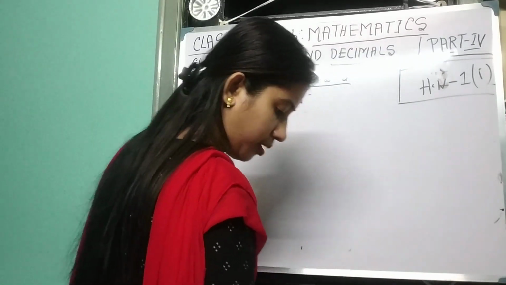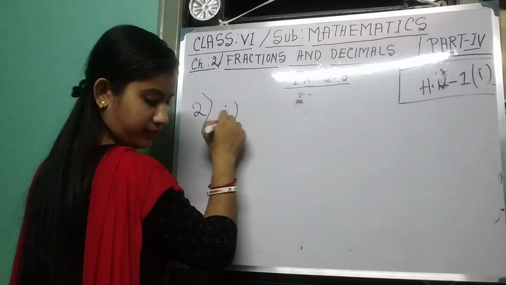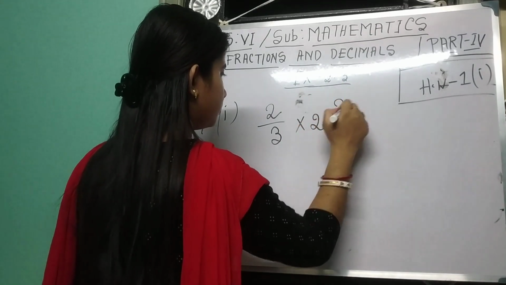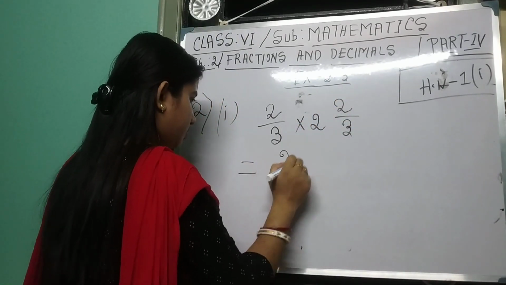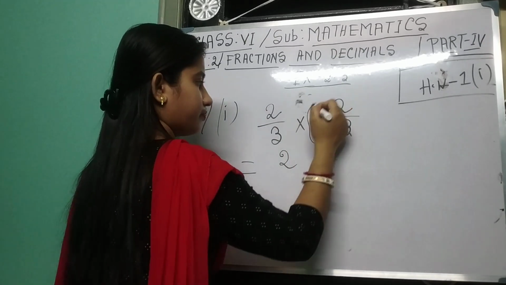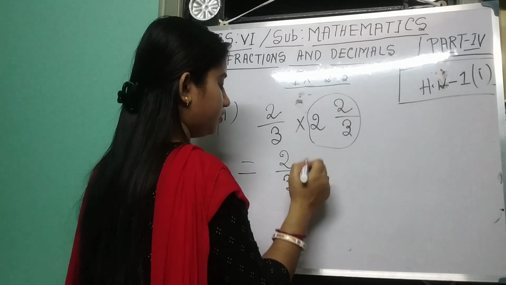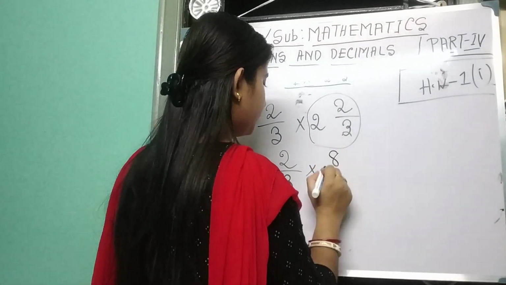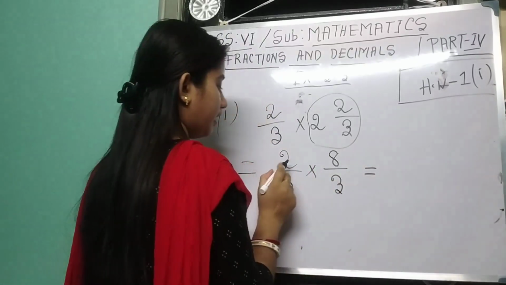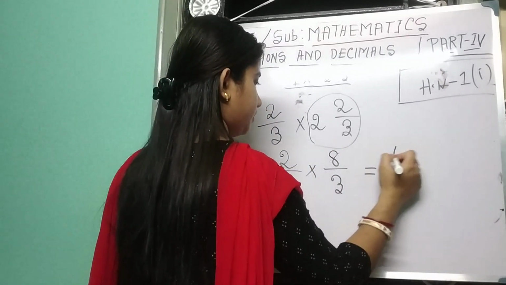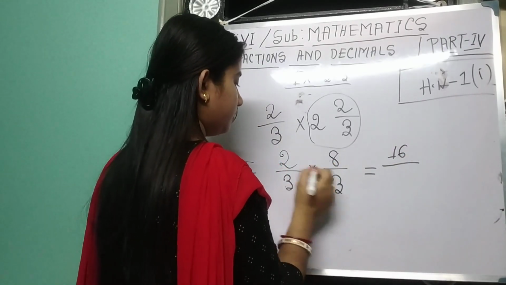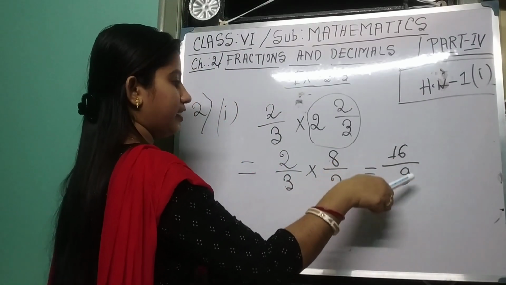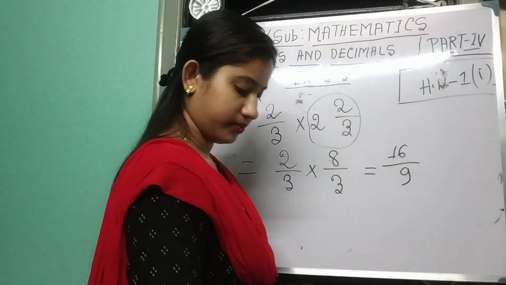Now, number 2, part 1: 2/3 times this. First we simplify this. 2/3 into this: 2 times 3 is 6, plus 2, that means 8/3. And 2/8 times it: 2 times 8 is 16, and 3 times 3 is 9. So this is 16/9. This is the lowest form of this.